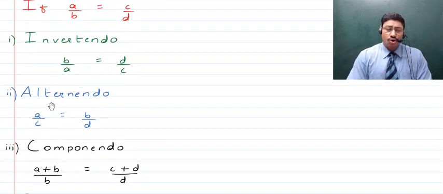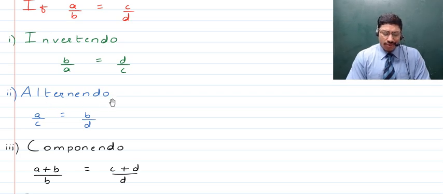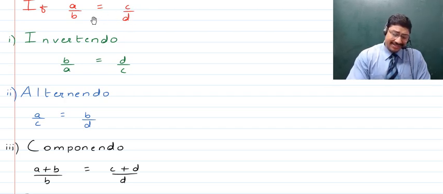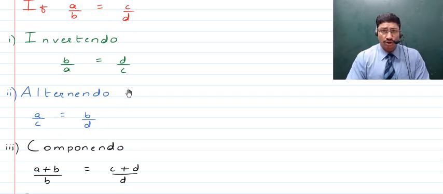After invertendo, we have alternendo. In alternendo, obviously you already should have A upon B equal to C upon D, and then if you cross multiply this C over to the denominator of the other side and this B to the numerator of the other side, it becomes A upon C equal to B upon D, and this, children, is alternendo.